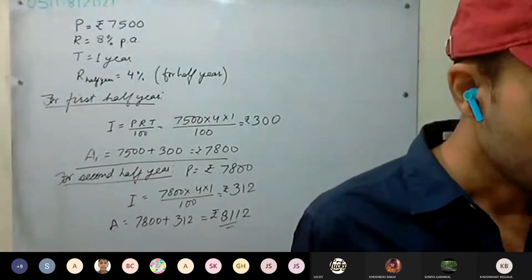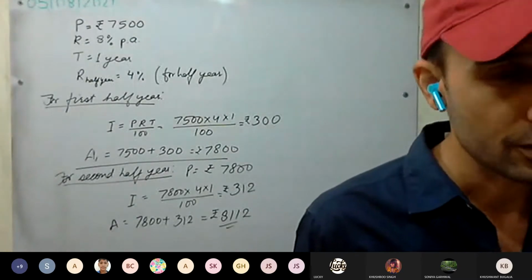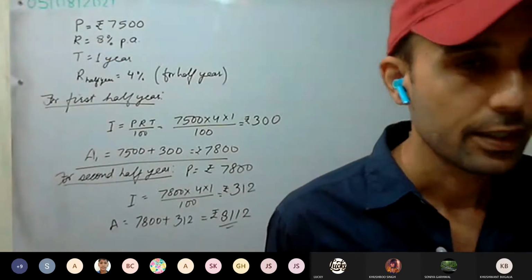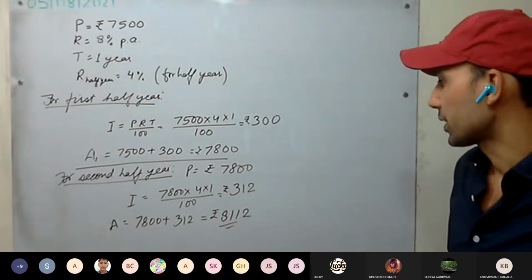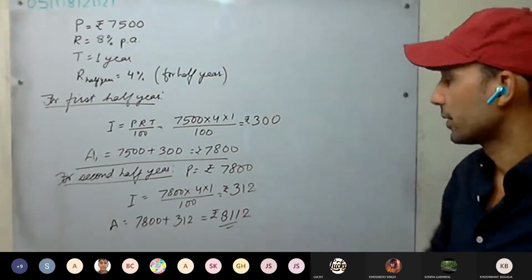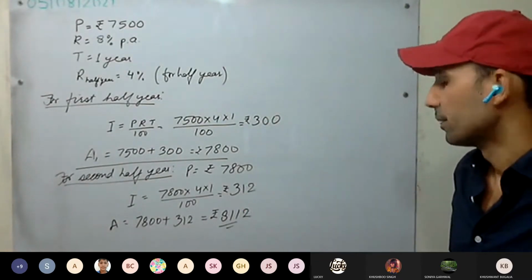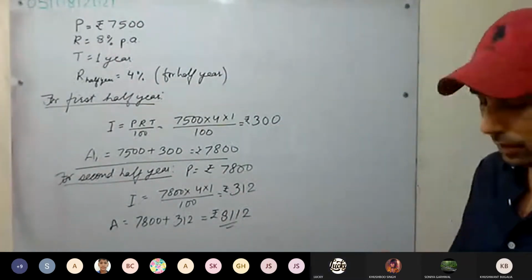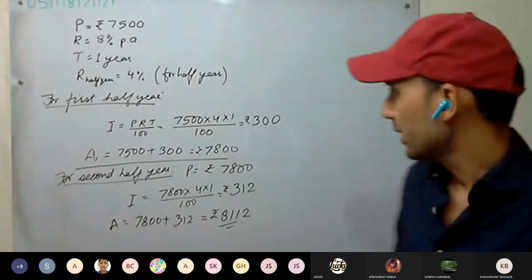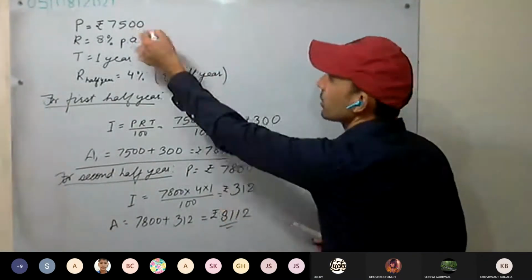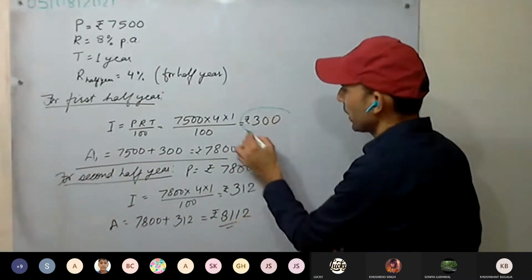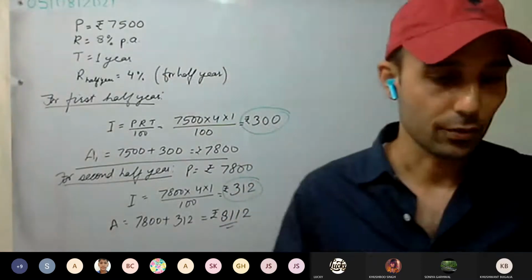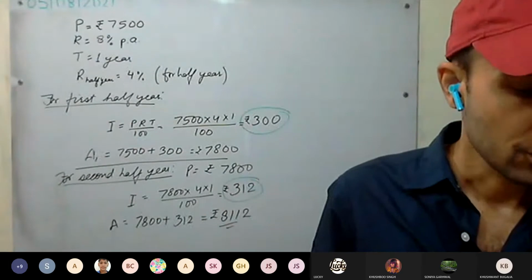Okay, in the 12th one, we forgot to calculate the compound interest. You calculate the compound interest as well, okay? What is the compound interest here? 612. Either you can subtract 7,500 from this one, or you add these two. Okay, you get the compound interest for the year. Okay, do the next one.